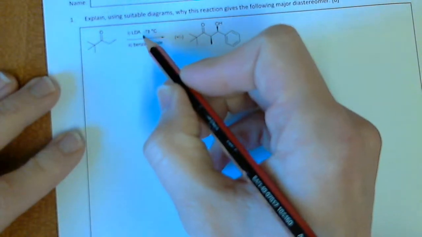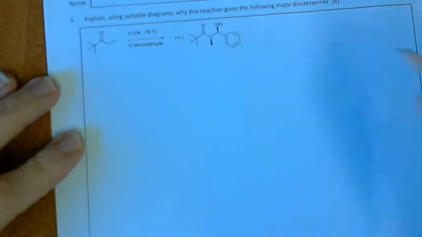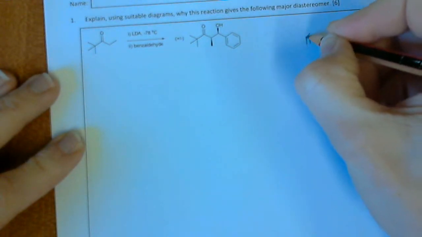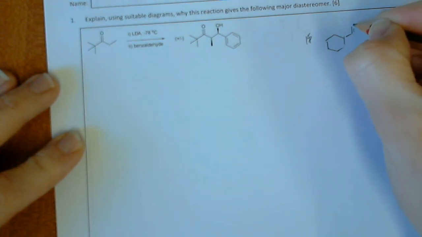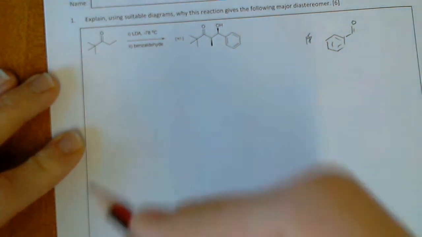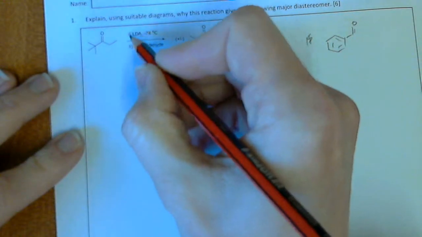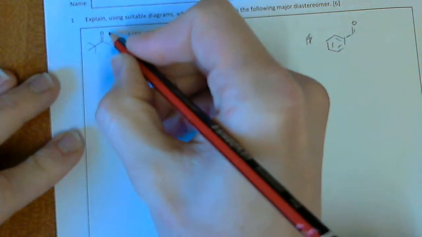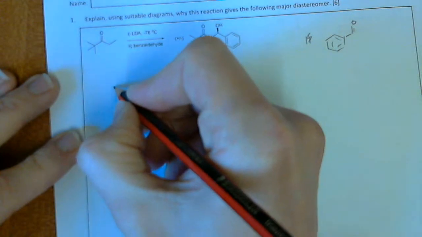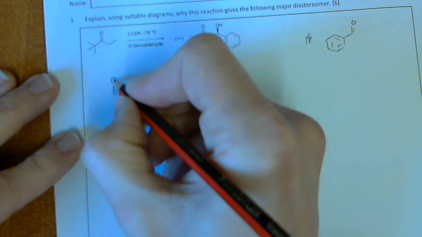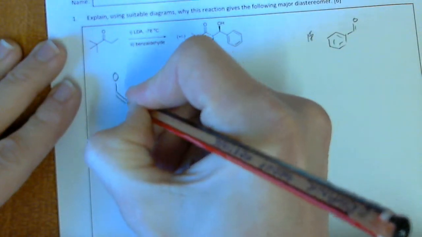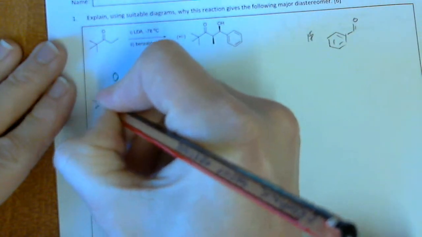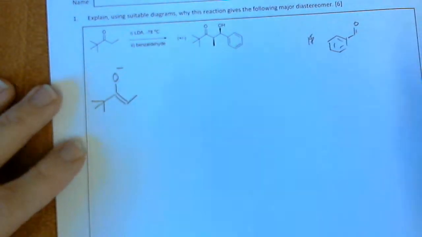Anyway, in this question, we added LDA and then we added benzaldehyde. Everyone was clear what benzaldehyde was. By third year chemistry, we'd expect you to be able to do that. The main thing is that when LDA forms the enolate of that one over there, there's only one place it can form the enolate, but the most important thing is that, because of the T-butyl group, it forms the cis enolate.